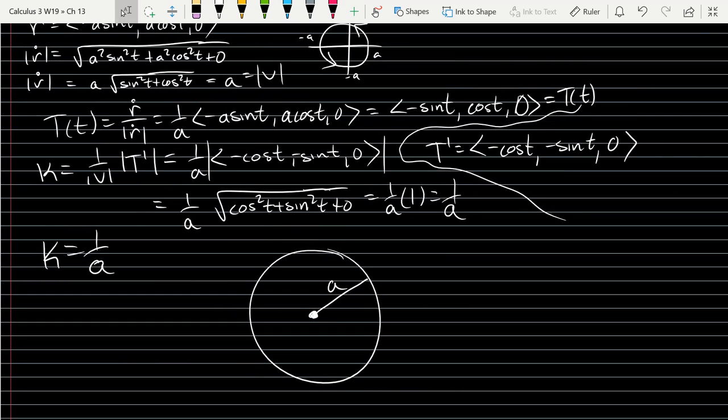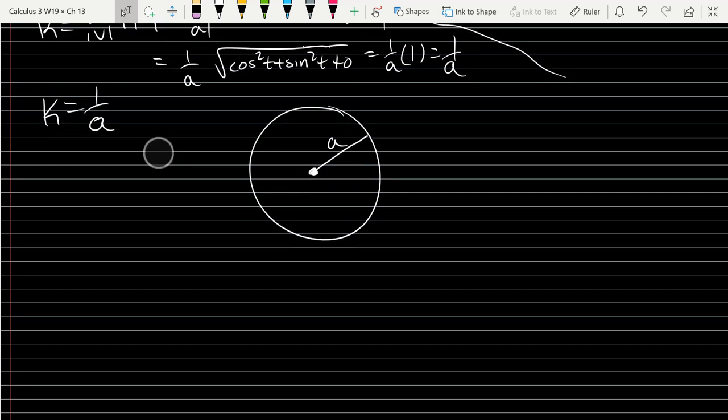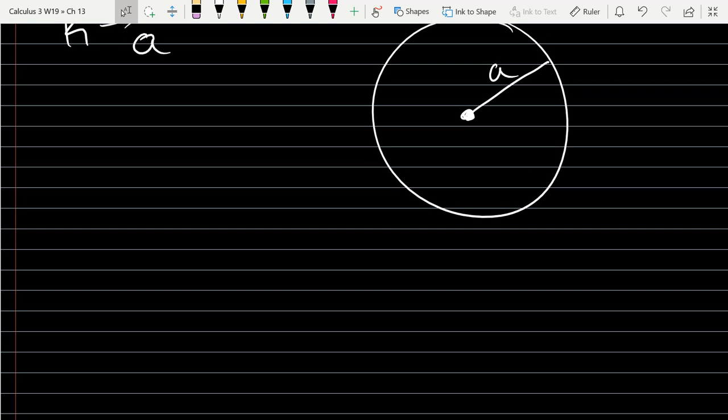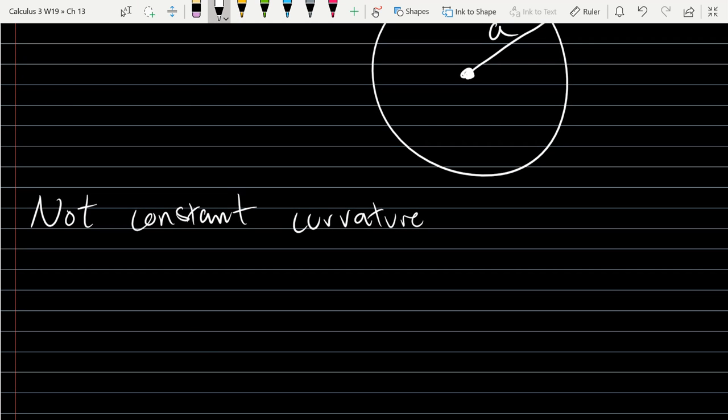So let's draw a curve that's not going to have constant curvature and see what happens along the way. So I'm trying to draw a curve that gets straighter as it goes. So it's almost turning into a straight line at the end.